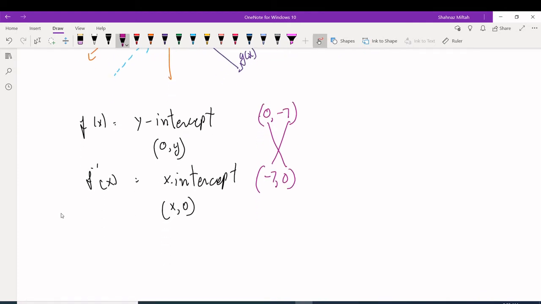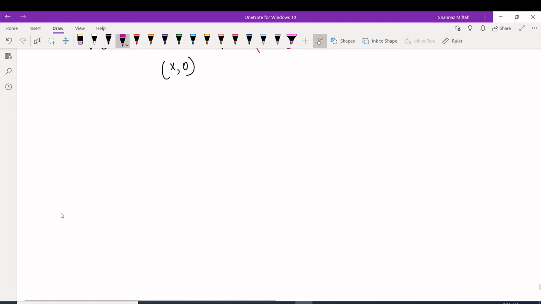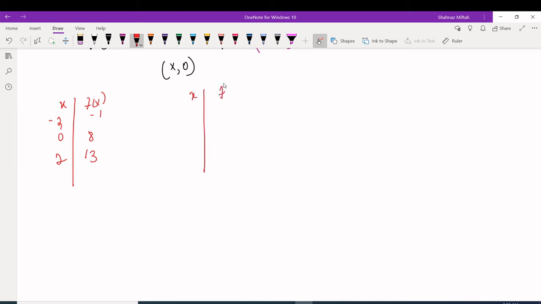Now I have another table that I want to explain. I have x, and that's my original function f of x. I have -2, 0, and this one is -1, 8, and 13. Now I'm going to find my inverse, and you know we're going to switch the x's and y's. So this range is going to become the domain: 8 and 13. This x, the domain, is going to go as the range for this. So this is what I got.